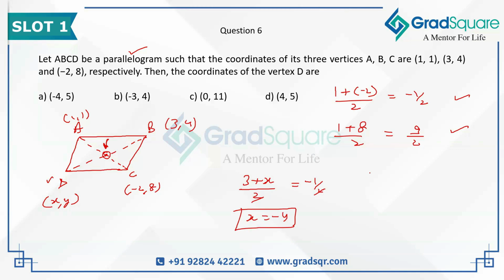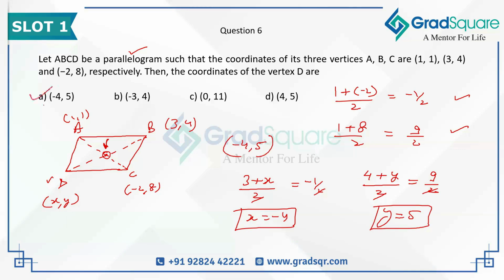And what about the Y coordinate? Y coordinate can also be similarly figured out. (4 plus Y) divided by 2 is going to give you what? 9/2. 2 will get cancelled out. Y will turn out to be equal to 5. So what are the coordinates of the point D? (-4, 5). Option A will be the correct answer.